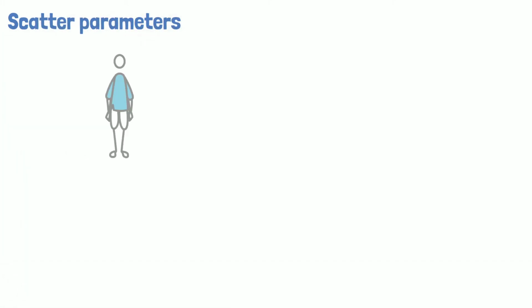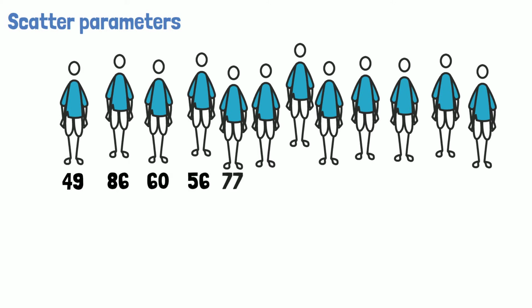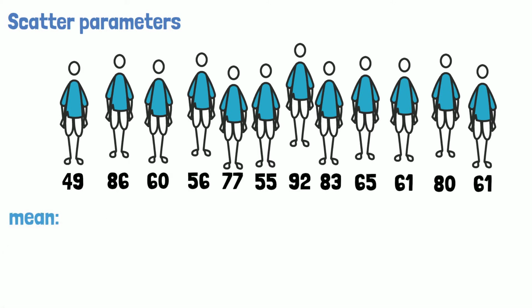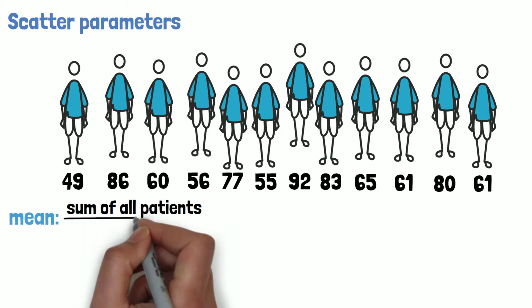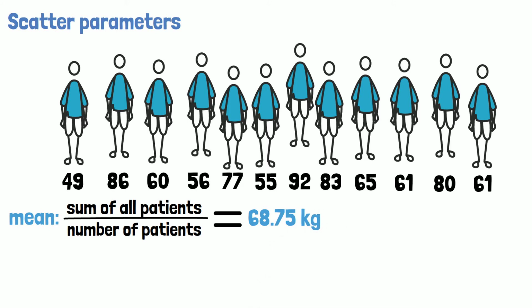So where can we find the scatter parameters mean, median, and mode? The mean is a parameter that has to be calculated. Let's assume we have 12 patients in our study with the following weights. The mean is calculated by summing all weights and dividing the sum by the number of patients, in this case 12. So we end up with 68.75 kilos on average.